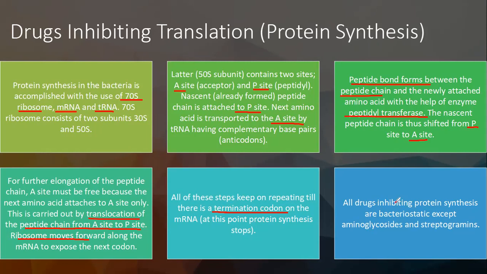Now, let me say this as early as possible, that all drugs inhibiting protein synthesis are bacteriostatic, except for these two: aminoglycosides and streptogramins.